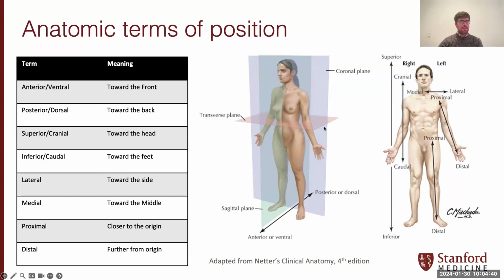So anterior or ventral is towards the front. You can see right here. Posterior or dorsal is towards the back. So remember, dorsal fins are on the back of dolphins. Superior or cranial is toward the head. Inferior or caudal is towards the feet. Lateral is towards the side. Medial is towards the middle. Proximal is towards the origin, and distal is further from the origin. So proximal is more like the shoulder, distal is further out at the fingertips.